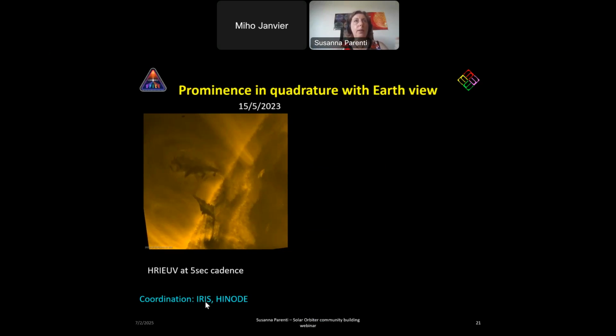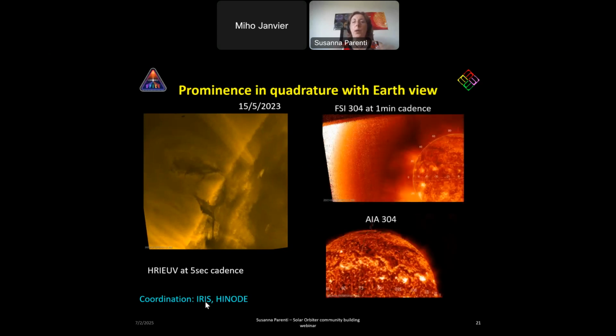Okay, so I finish quickly with the filaments to give you a flavor of what we can do with filaments. This is a movie with a 5-second cadence with HRI-UV. At the limb, you see fantastic images, a fantastic movie. And we were in quadrature here with Earth. After these observations, there was an eruption which was captured by FSI 304 that you have here.